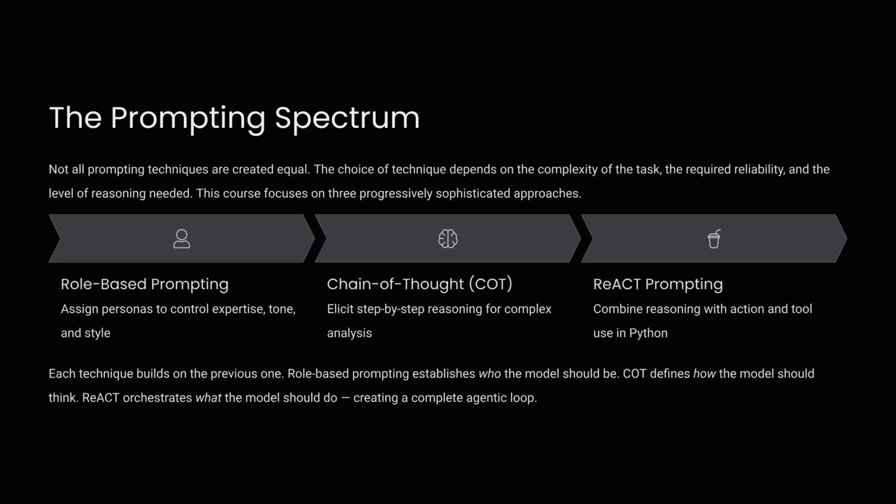The prompting spectrum covers 3 approaches: role-based prompting to control expertise and style, chain of thought, or COT, to elicit step-by-step reasoning, and ReAct prompting, which combines reasoning with action and tool use in Python.